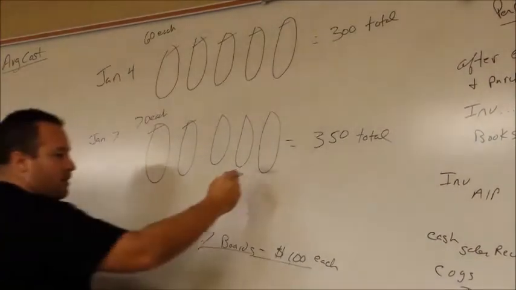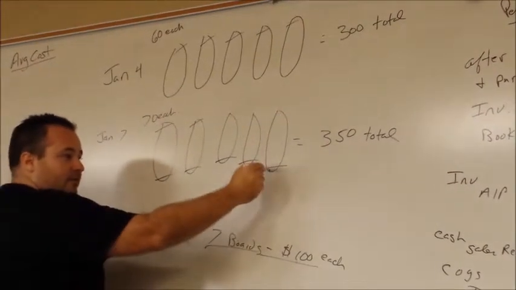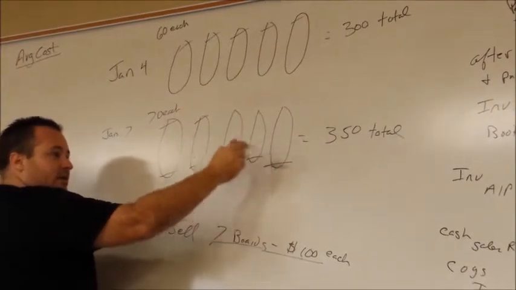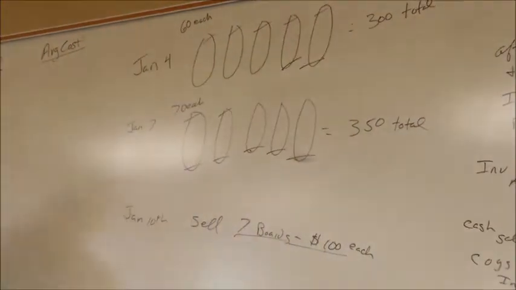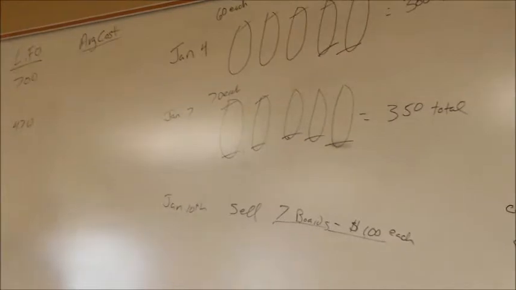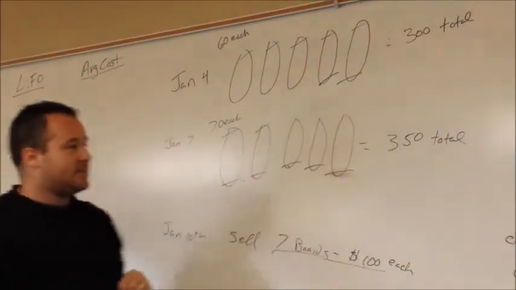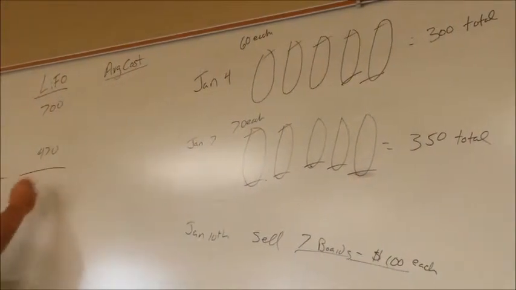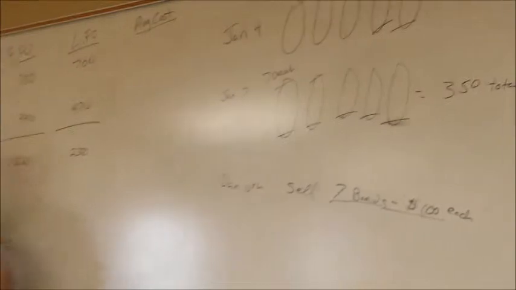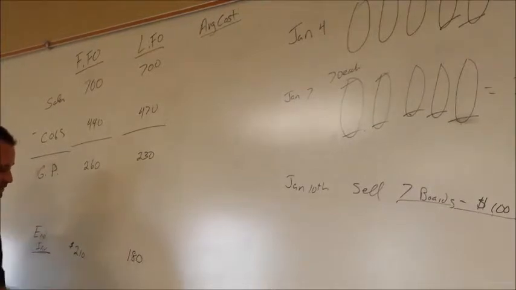I sold, these guys are all sold, last in, first out. So the last one in was this one. These guys are all gone. And those two are gone. $350 here, another 60 and 60. Does come out to be $470. How much in ending inventory do I have left? 190. Yeah, 180.